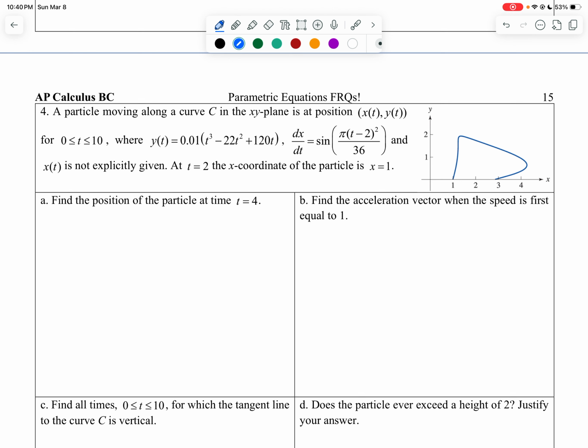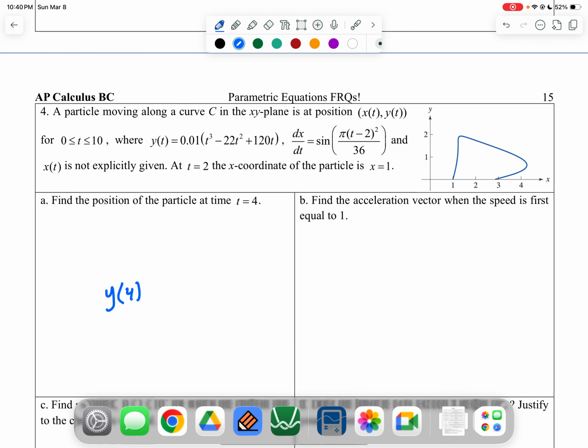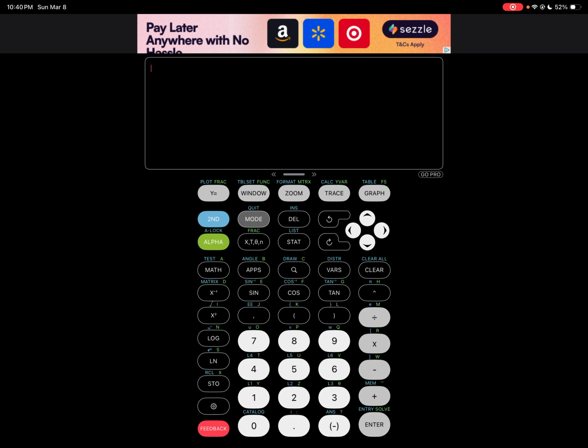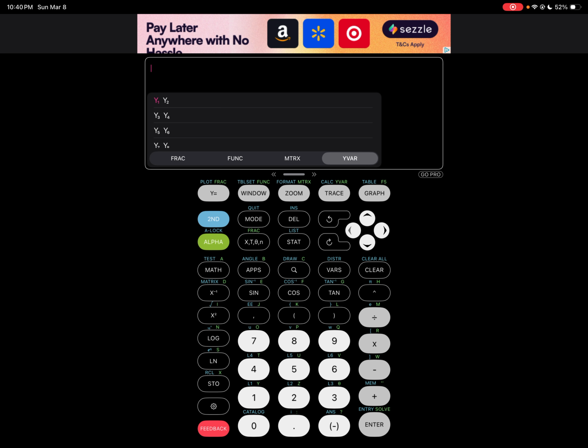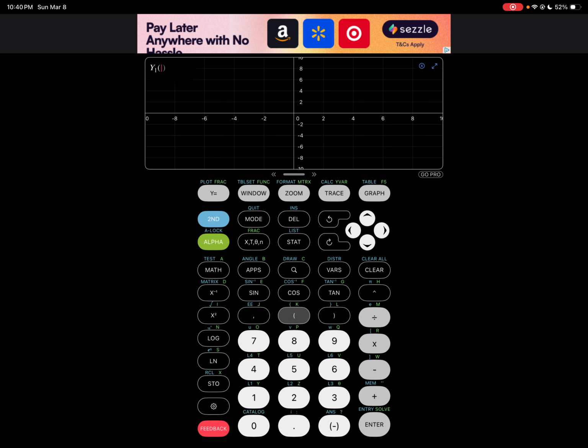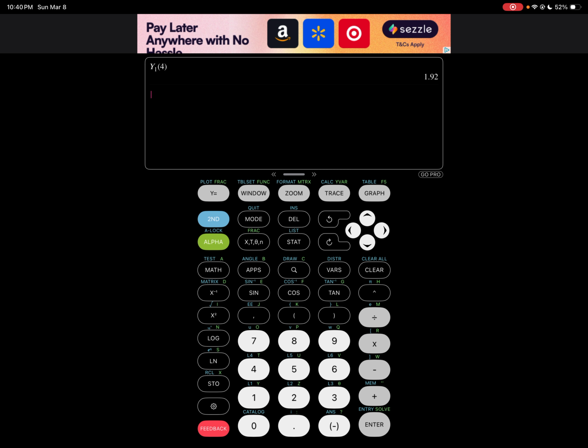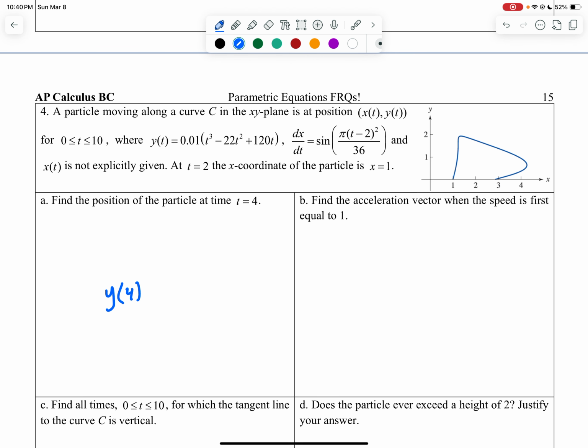All right, so for part A, it says find the position of the particle at time t is equal to 4. Now, for the y component, that's easy because you're just looking at y of 4. And since that is my y1, I'm just going to do y1 of 4, and then that's going to give me 1.92.